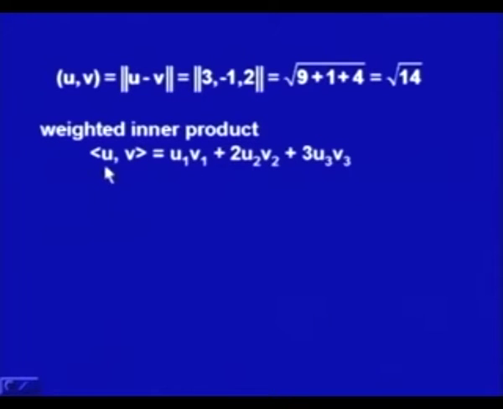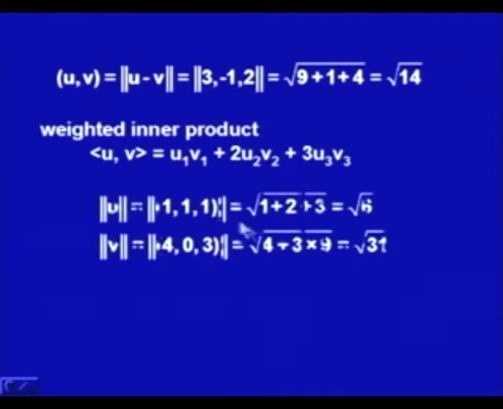If we consider the weighted inner product defined as this, then the norm of u is 1 plus 2 plus 3, which comes out to be the square root of 6. For the second vector, it is 16 plus 3 times 9, since u3 squared is 9. So, it is 16 plus 27, which comes out to be the square root of 43. So, the norm of v with the weighted inner product comes out to be the square root of 43.